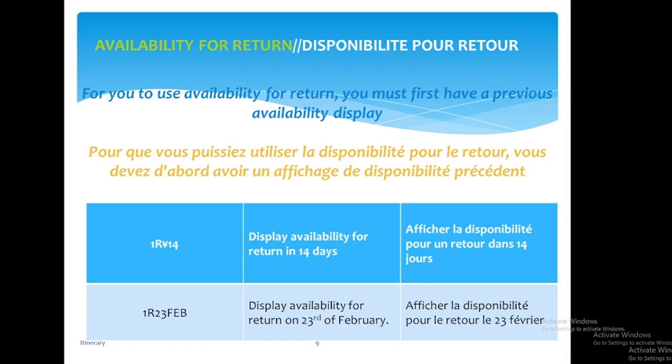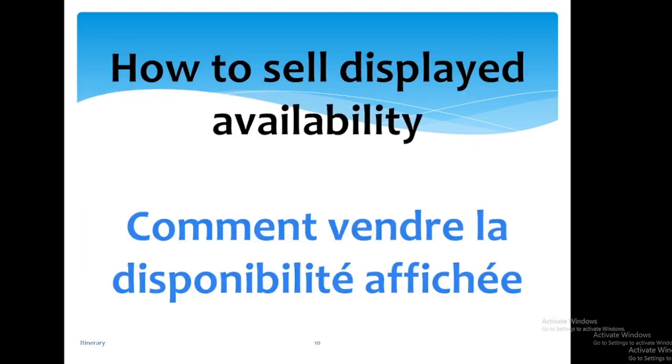So whatever your previous availability, the return will be on 14 days. Now, if you don't know the number of days but you know the dates of return for the passenger, you just do 1 Romeo and the date. Alright, you will see everything when we get to the practical aspect. Now, how to sell from display. How to sell from the displayed availability.